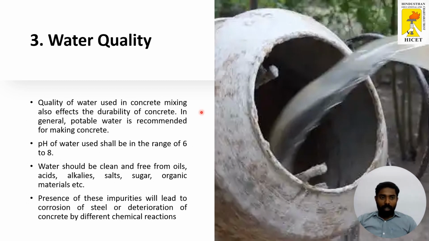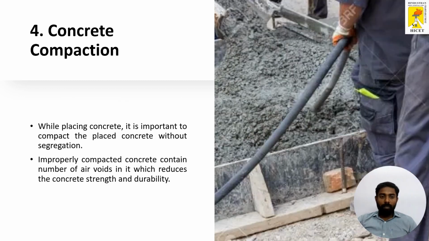Next one is water quality. The quality of water used in concrete mixing also affects the durability of the concrete. In general, potable water is recommended for making concrete. The pH of the water shall be in the range of 6 to 8, and the water should be clean and free from oils, acids, alkalis, salt, sugar, and organic materials. The presence of these impurities will lead to the corrosion of steel or deterioration of the concrete by different chemical reactions. While placing the concrete, it is important to compact the placed concrete without segregation.